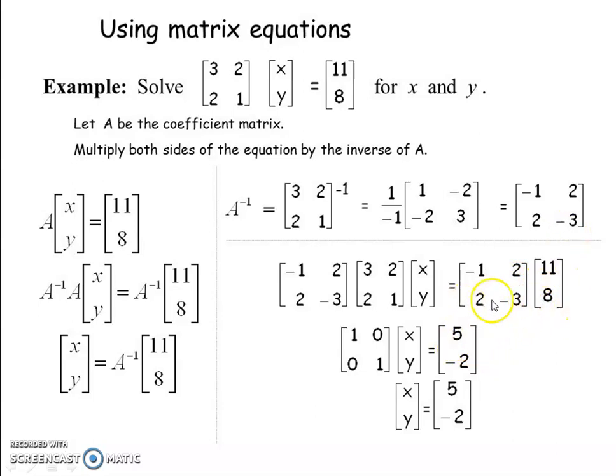Row with column. 2 into 11 is 22, minus 3 into 8 is minus 24. So 22 minus 24 is minus 2. So x is equal to 5 and y is equal to minus 2. If we put these values in these equations, we derive the final answer 11 and 8. Let us practice on that topic.